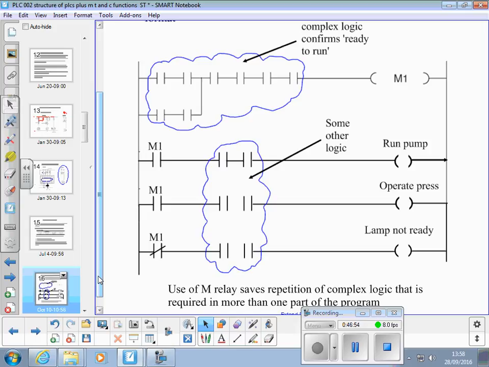It's like a little subroutine. We use all that logic to turn on that M relay and latch it, for instance, in some way, so the guards are shut. And we just put M1 in each of the ladder rungs. So effectively, we've saved 8, 16, 24 instructions. Instead of 24, we've got 3 instructions. And we've simplified it, it's easier to understand.